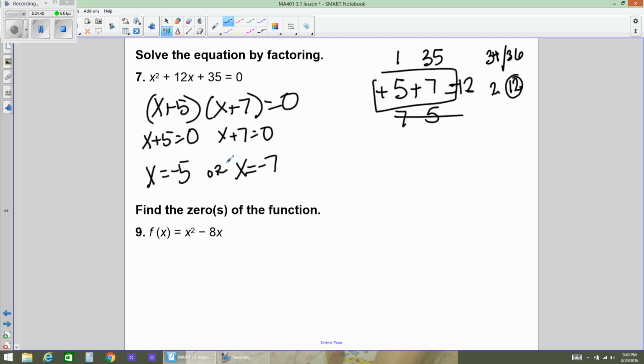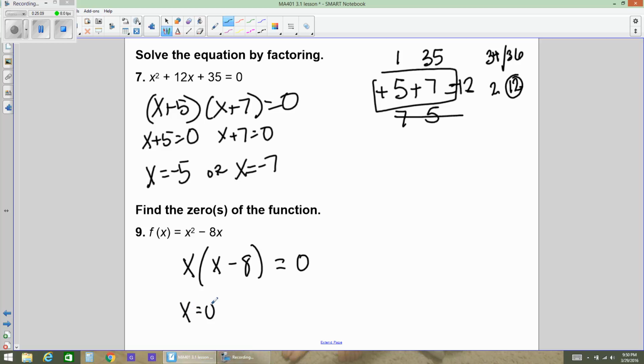Alright, find the zeros of the function. Well, they didn't tell us we have to factor, but just by looking at it, factoring is going to be quick and easy because there's only 2 terms here, an x squared and a negative 8x, and they both have an x in them. So if I factor out an x, I get x times the quantity x minus 8, and it's equal to 0, which means x equals 0, or x minus 8 equals 0. So x equals 0, or x equals 8.